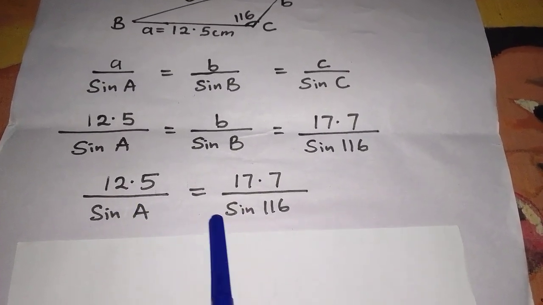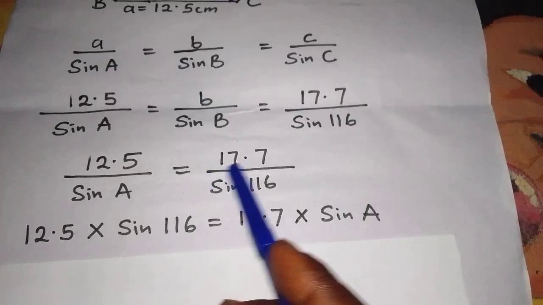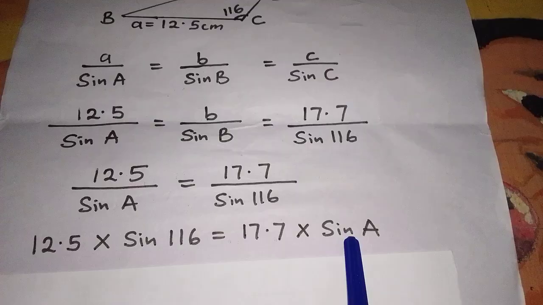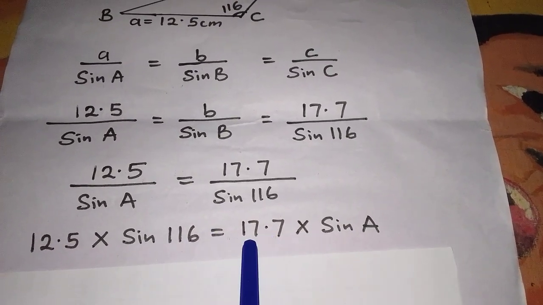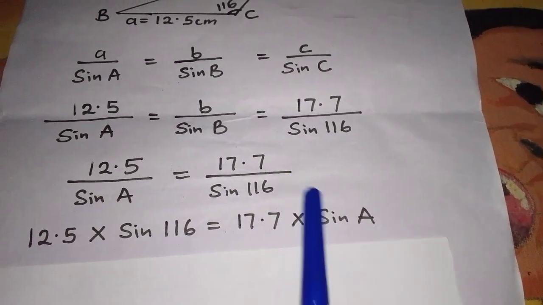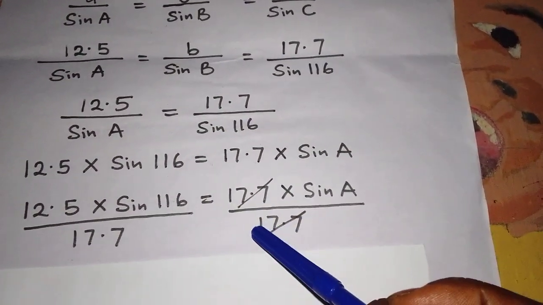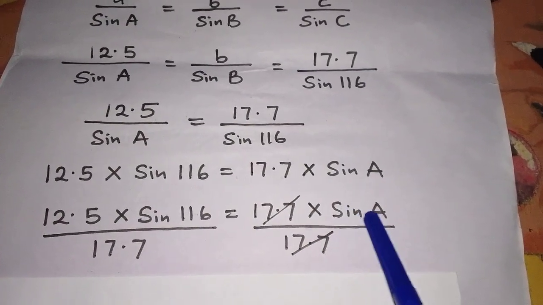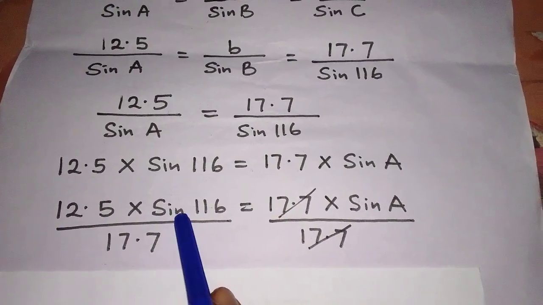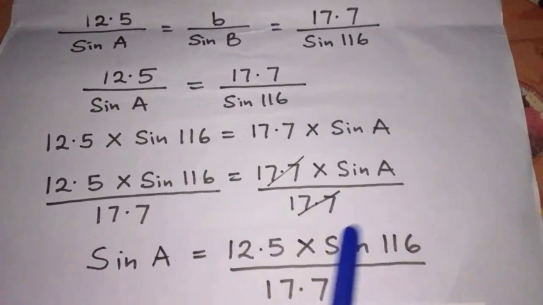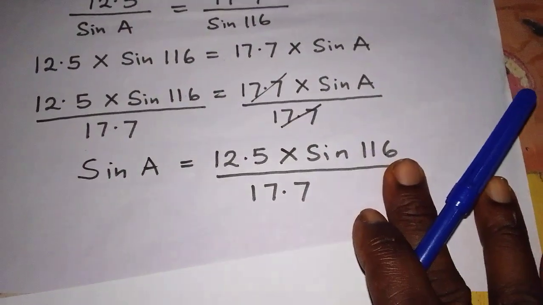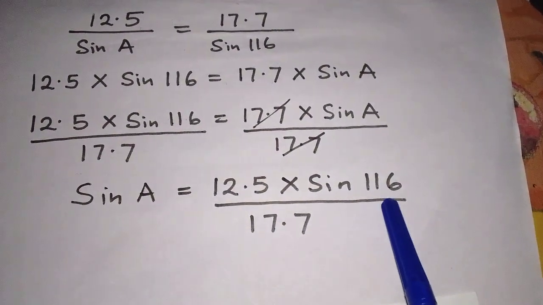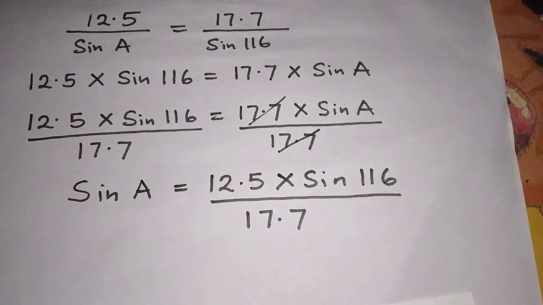12.5 times sine 116 is equal to 17.7 times sine A. So to look for sine A, we will divide both sides by the coefficient of sine A, which is 17.7. When you divide both sides by 17.7, the 17.7 cancels here, so that you are left with sine A. So that means sine A equals 12.5 times sine 116 over 17.7.